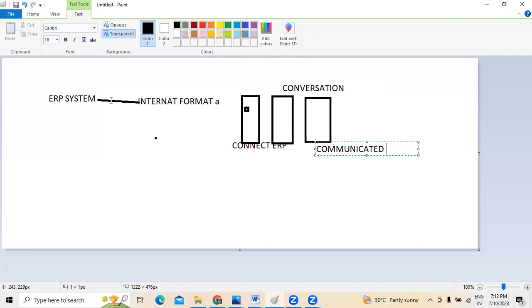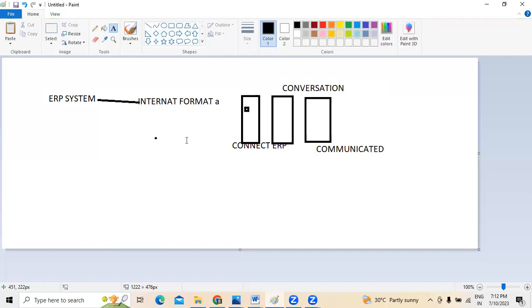Okay, right? So there is an ERP system through an internal format, as far as the EDI mapping itself is concerned. So first of all, we connect to the ERP system, which is the system you are sending the information from, right? Through that ERP part, I'm talking about. We are connecting to that ERP. From that ERP, we are sending this to the conversation. From the conversation, it will be sent to the communication, right? So communicate. These are the three different stages which normally happen.